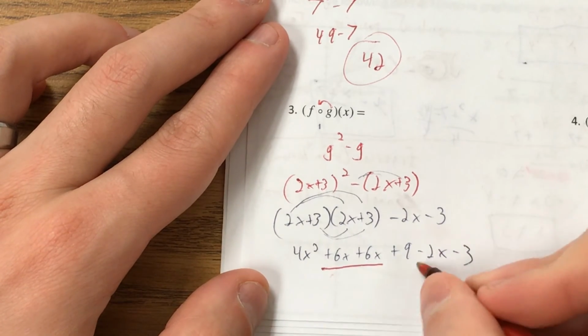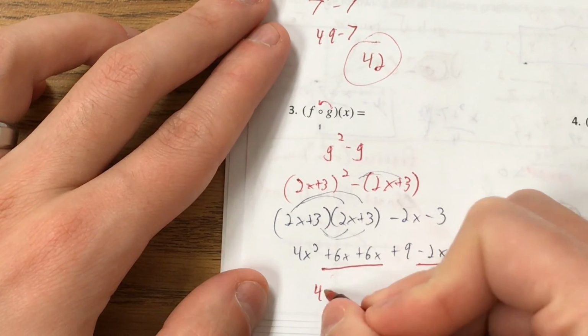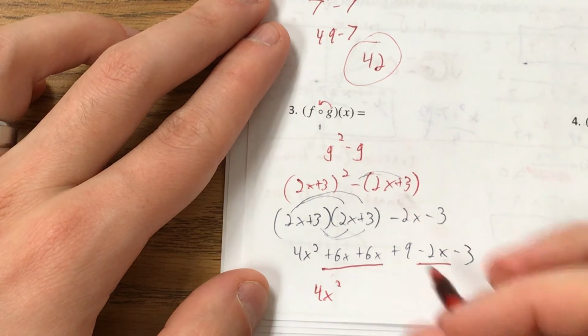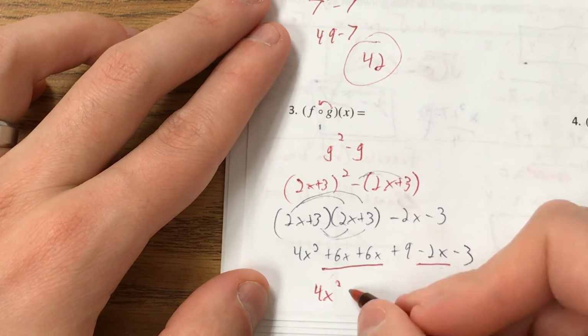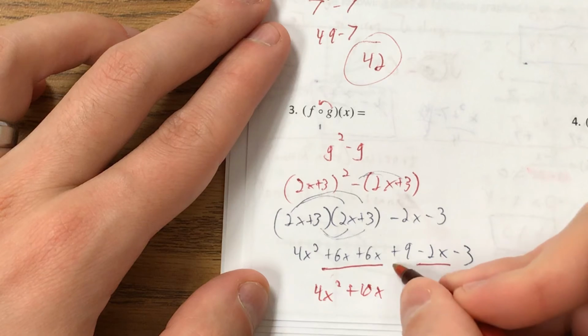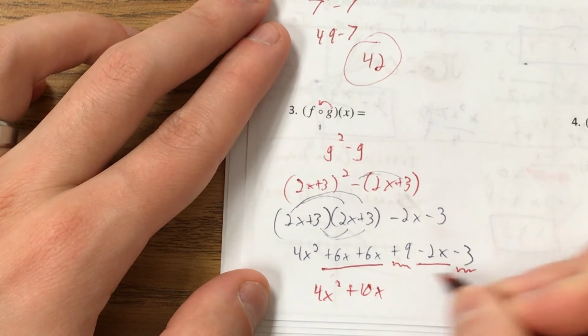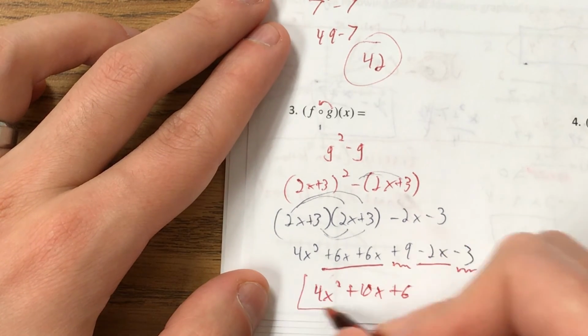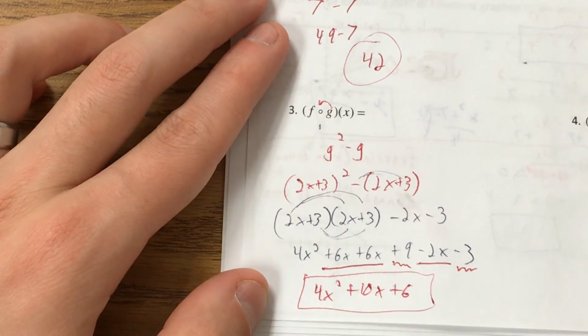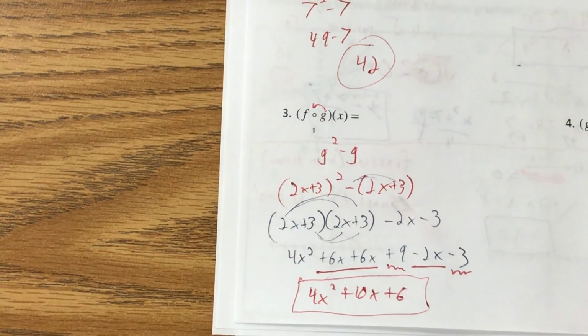These are like terms. So 6 plus 6 is 12. 12 minus 2 is 10. And then you have this 9, and this minus 3 makes a plus 6. That's it. Okay. So that is composition of functions.